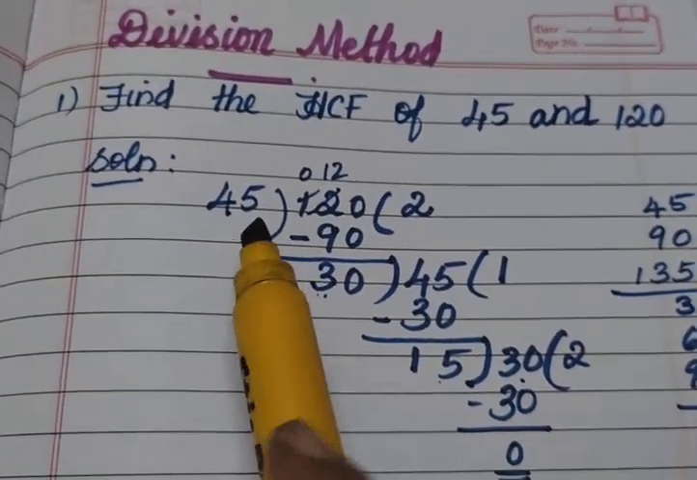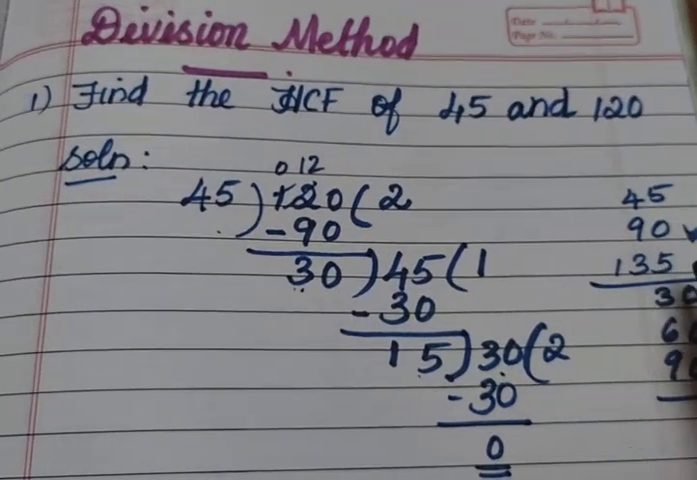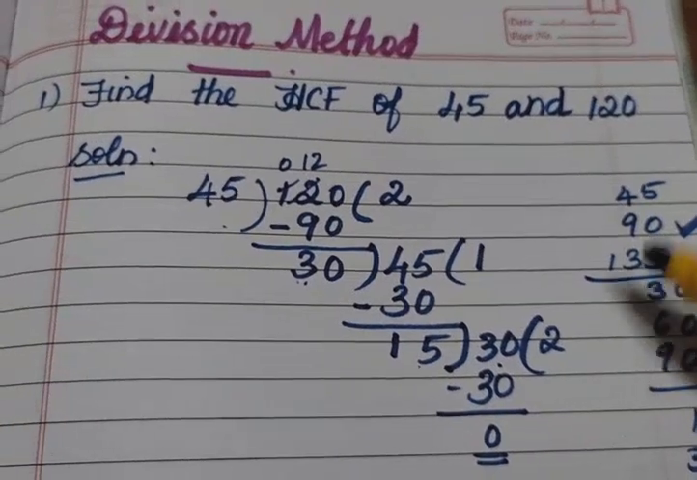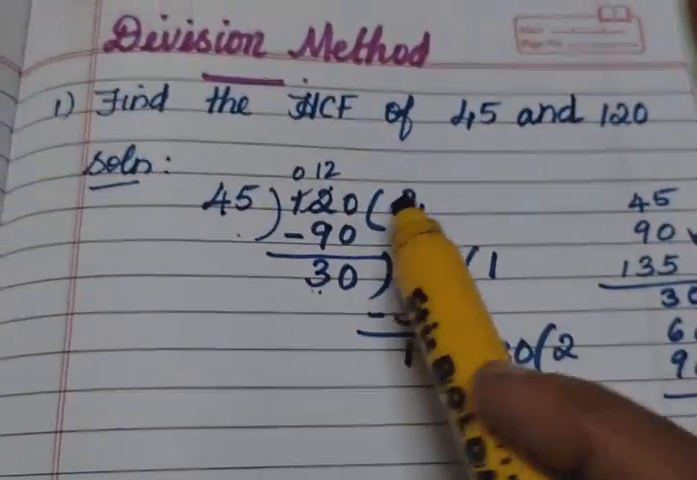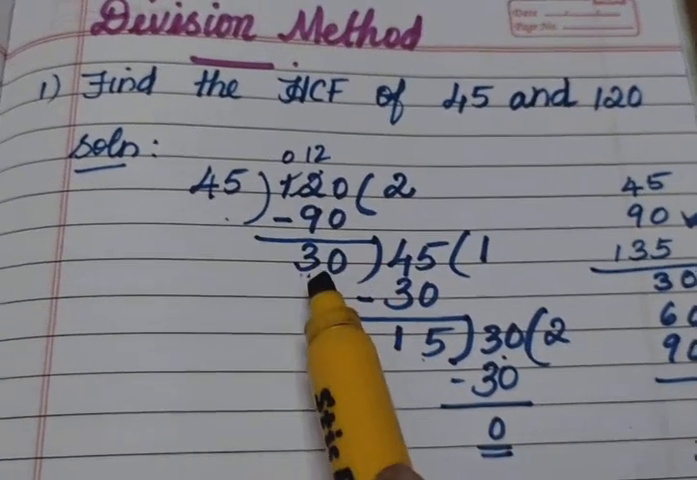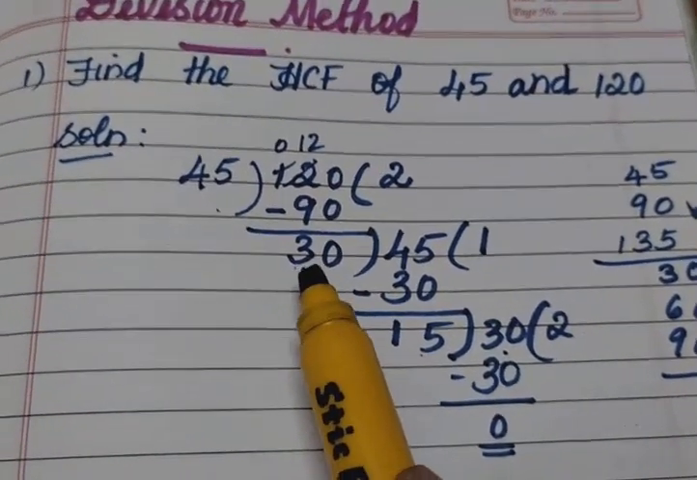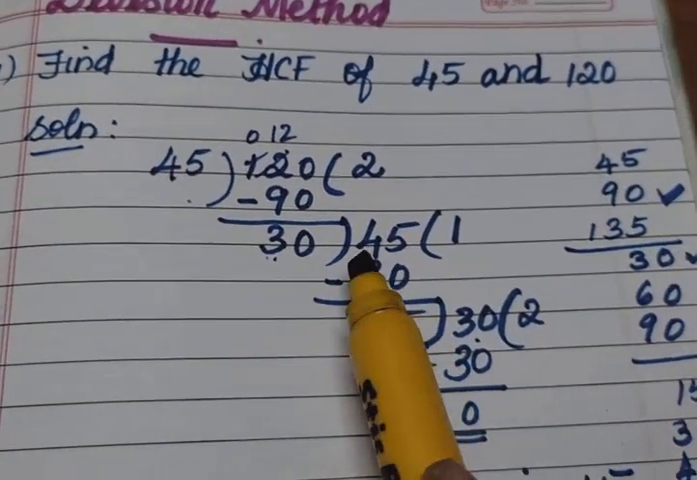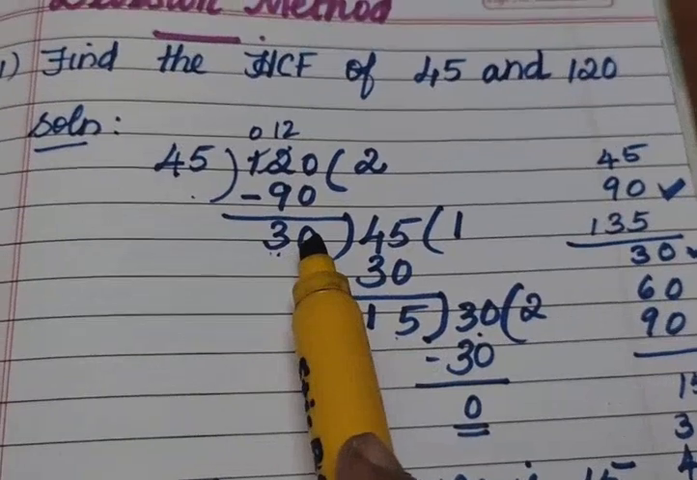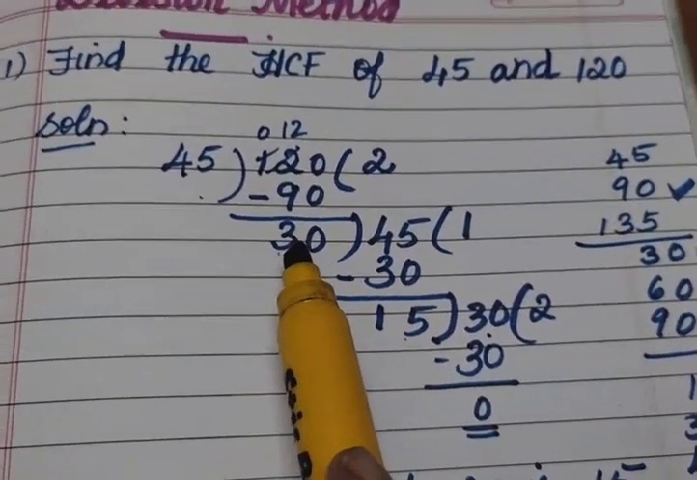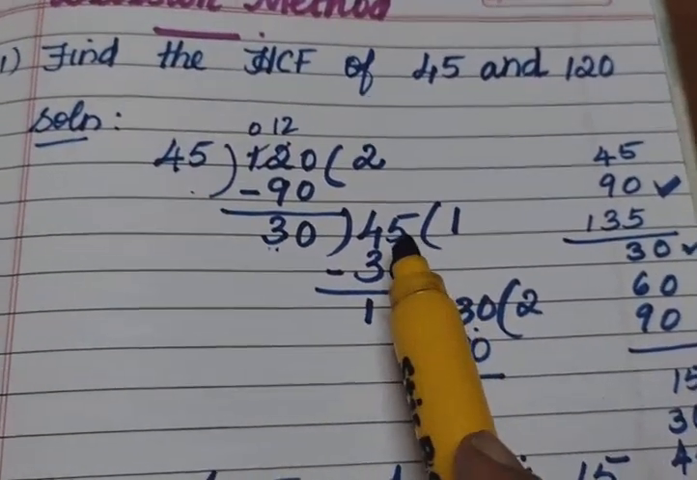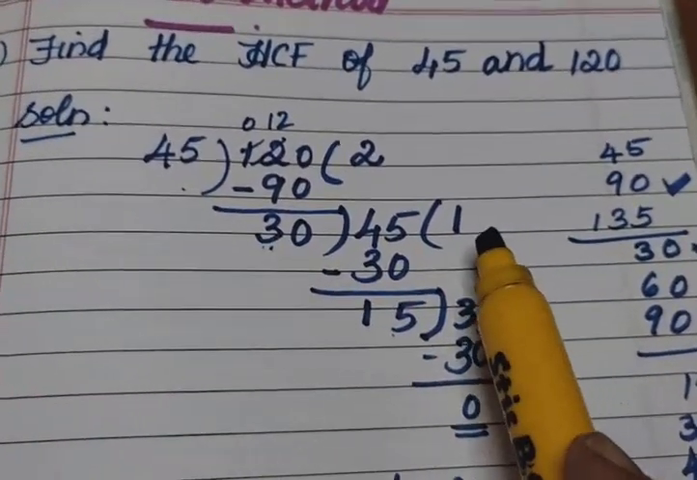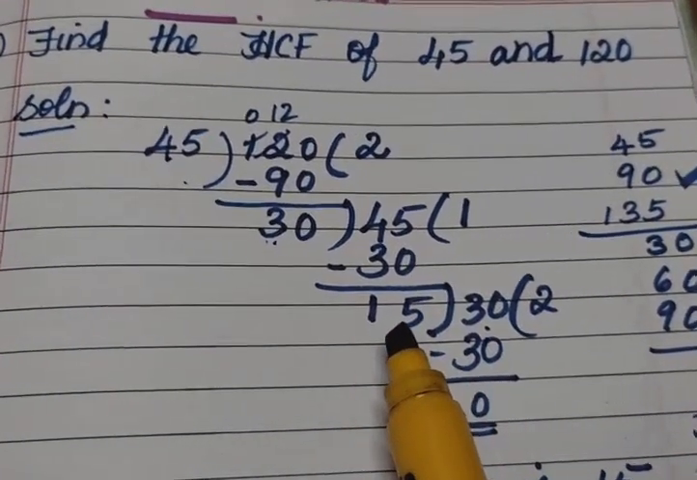Okay. So 45 table we need, not the full table up to 10 times, 1 or 2 times is enough. So 45 twos are 90. Then 30 is the remainder. Now this 30 remainder, 45 is the divisor. In the second step, this 30 we consider as the divisor and this 45 as the dividend. Okay, now we need the table of 30. So 1 30 is 30, remainder 15.